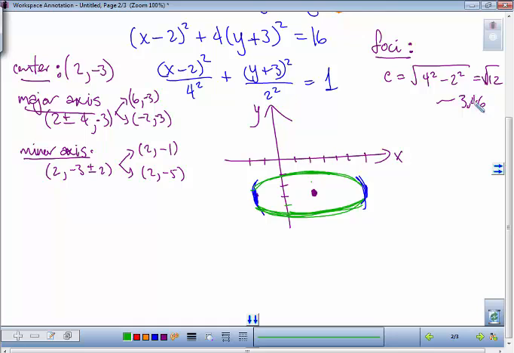And then the foci go along the major axis. So along the major axis over here, this is 4 units from the center to the edge. So 3.46 would be somewhere over here, and subtracting 3.46 would be somewhere over here. So these two over here are the foci.